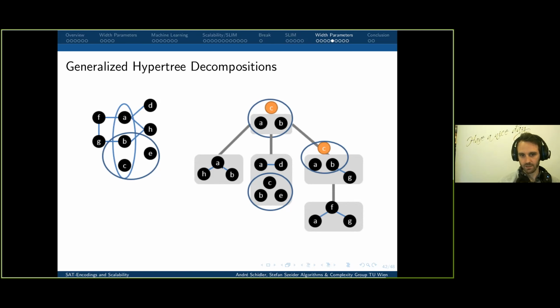You see this is the two hyperedges AB and AH covering this bag. Here you have the hyperedge ABC covering the bag, and there is now one more vertex in the cover than in the bag, which is not a problem. The other way around would be a problem. And you have to do this for each bag.